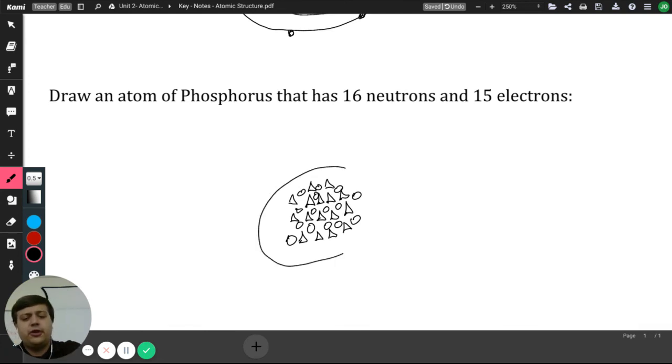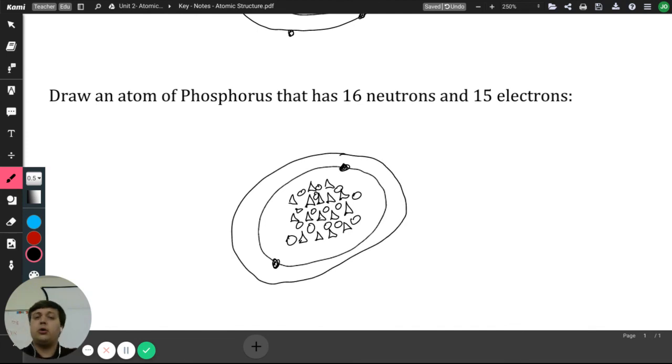So first energy level, how many can it hold? It can hold 2. 1, 2. Second energy level. Now, we didn't actually go over this a second ago, but maybe some of y'all remember this. Energy levels after that first energy level can hold up to 8. All right, so up to 8. So 1, 2, 3, 4, 5, 6, 7, and 8. Well, how many electrons do I have now? Well, I've got 10, right? I need to have 15.